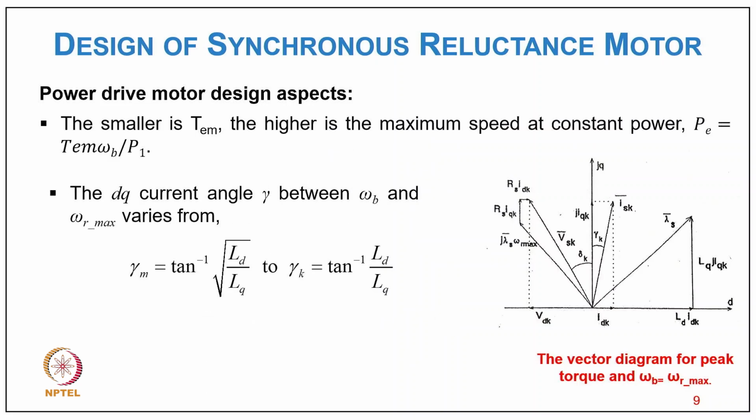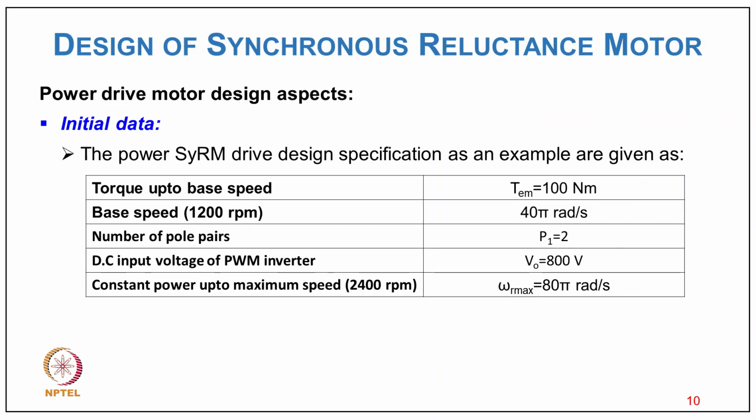So the smaller the Tm, the higher the maximum speed at constant power, Pm equal to Tm omega b upon P1, and the DQ current angle gamma between omega b and omega r varies from gamma m equal to tan inverse under root LD upon LQ to gamma k equal to tan inverse LD upon LQ. As you can see, the vector diagram for peak torque and omega b equal to omega r b maximum.